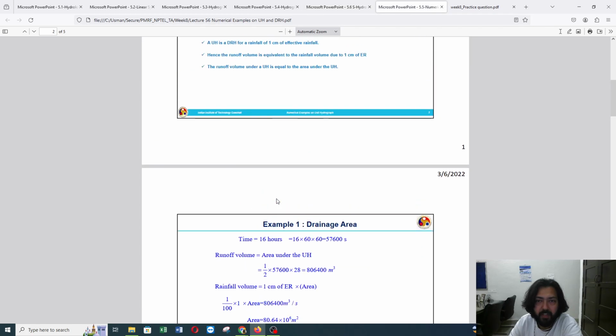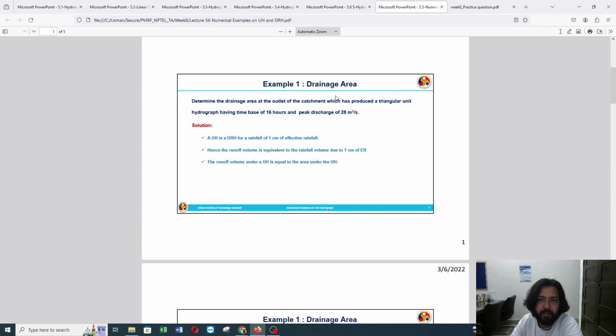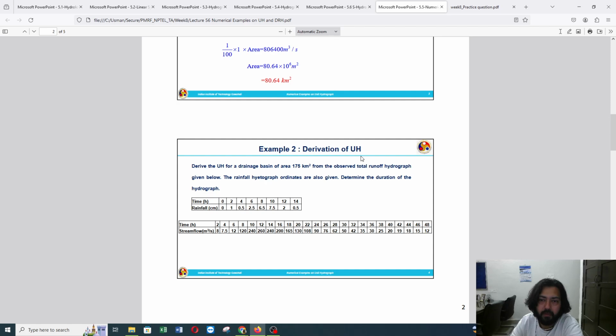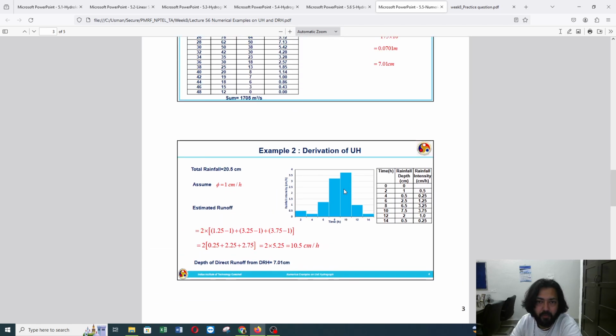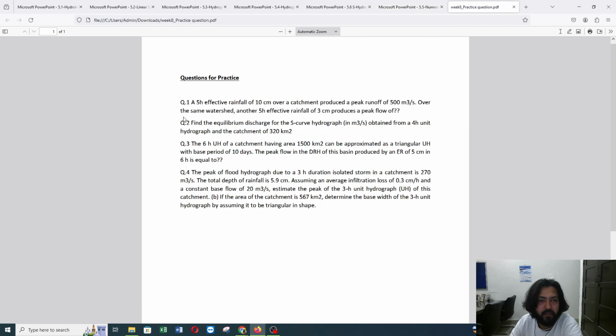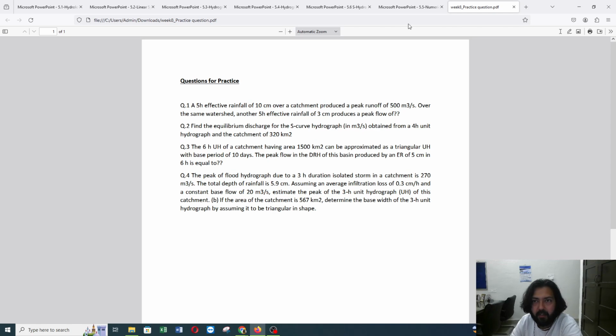Then we talked about various numericals. The first numerical was simply to calculate the drainage area of a catchment. Then we saw how we can derive a unit hydrograph. Then we also saw a numerical based on derivation of the DRH, like how to derive a DRH when we have the unit hydrograph. And then we solved four different examples, where we also took an example based on equilibrium discharge for an S curve obtained from a 4-hour unit hydrograph. So we know how we can calculate the equilibrium discharge, right? We have covered everything.